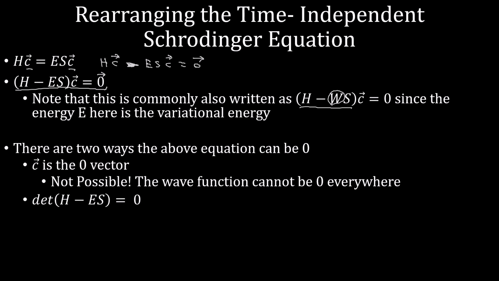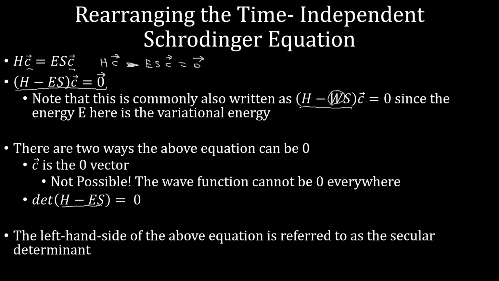So instead, the only other way this could be true is if the determinant of our H minus ES is equal to 0. And again, remember this quantity, H minus ES, is going to be a matrix. And just as a quick note for terminology, this left-hand side, so the determinant of H minus ES, we call that the secular determinant.